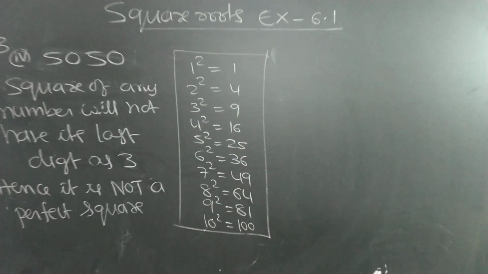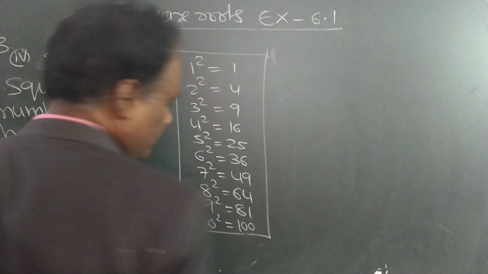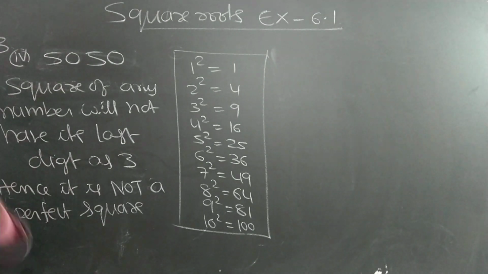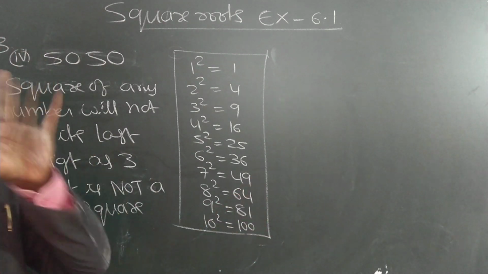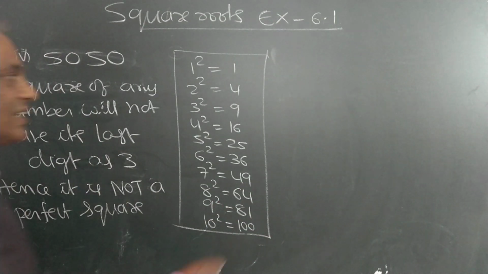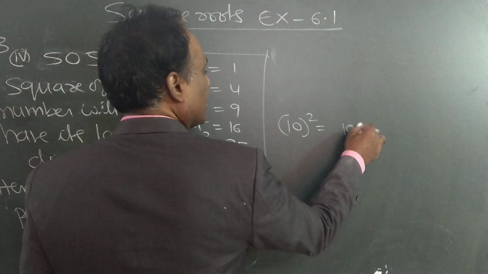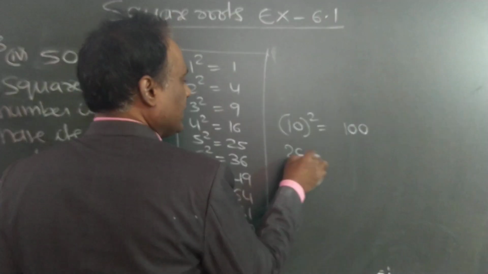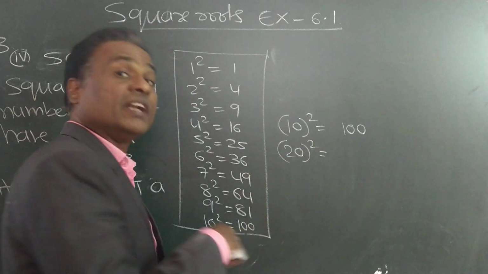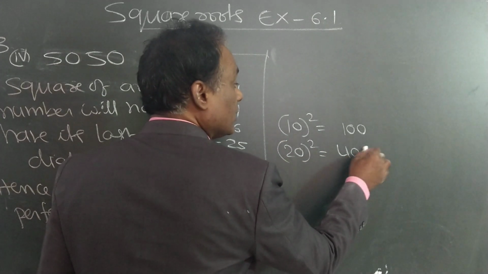Fourth bit. Students, if we square any number, can we get last digit 0? No, we will get 2 zeros, not 1 zero. See here, students, 10 square, 10 into 10, is 100. Suppose if we square 20, 20 into 20, is 400.